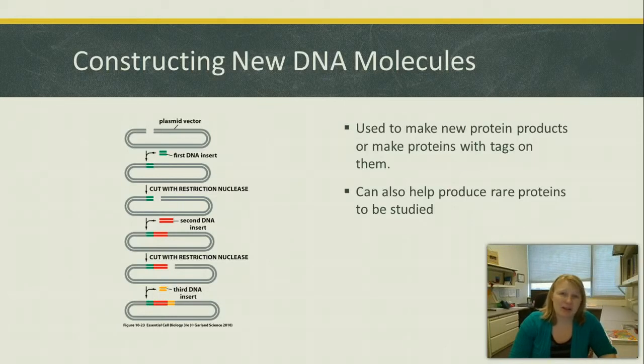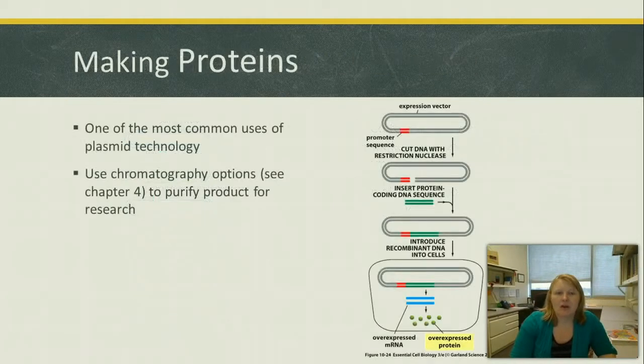Even if I just wanted to change out a subunit on a protein, to see how that changes things, I can do that with this. So that's how this process of constructing new DNA molecules works. We use restriction nucleases and ligase, just like we talked about before, to do this. We can also do that, as I said, to make proteins. And as I said, we use plasmids most often just because they're simple to use.